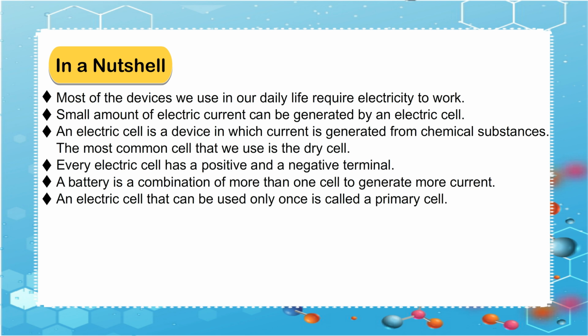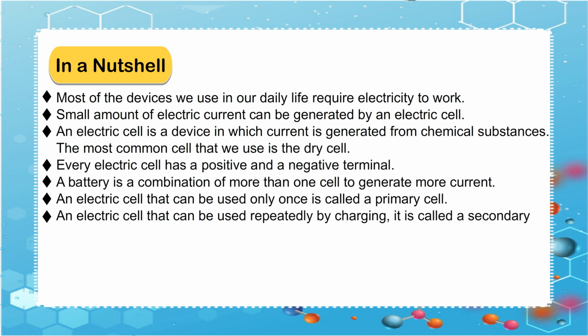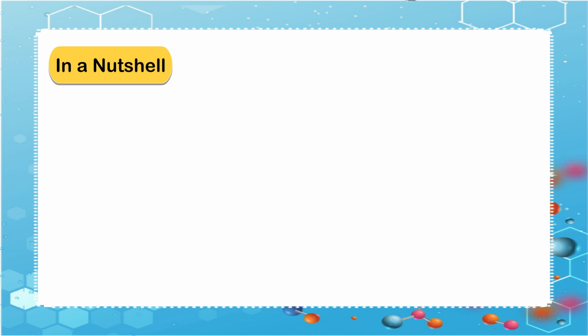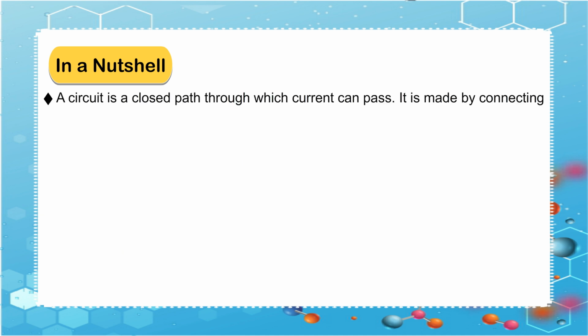An electric cell that can be used only once is called a primary cell. An electric cell that can be used repeatedly by charging is called a secondary cell. A bulb contains a tungsten filament supported by two thick wires which are connected to the terminals of the bulb. A circuit is a closed path through which current can pass. It is made by connecting an electric cell and a device that runs on the current.